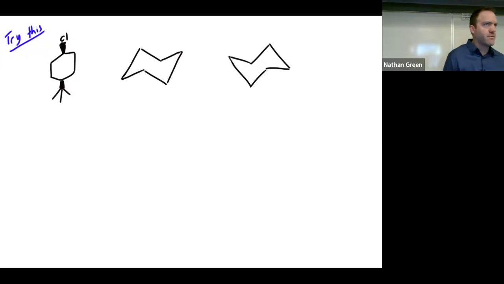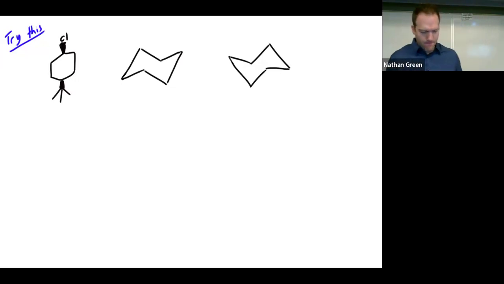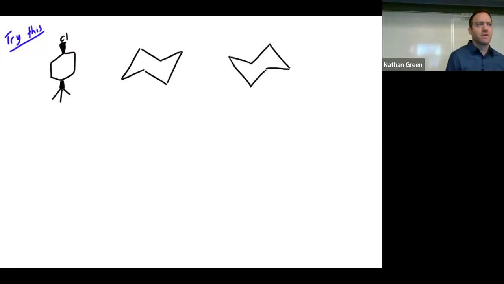After you draw your 2 chair forms, put your groups on there, and I want you to label them axial or equatorial. Then I want you to take a look at both of those chair forms, and circle the one that is more stable.